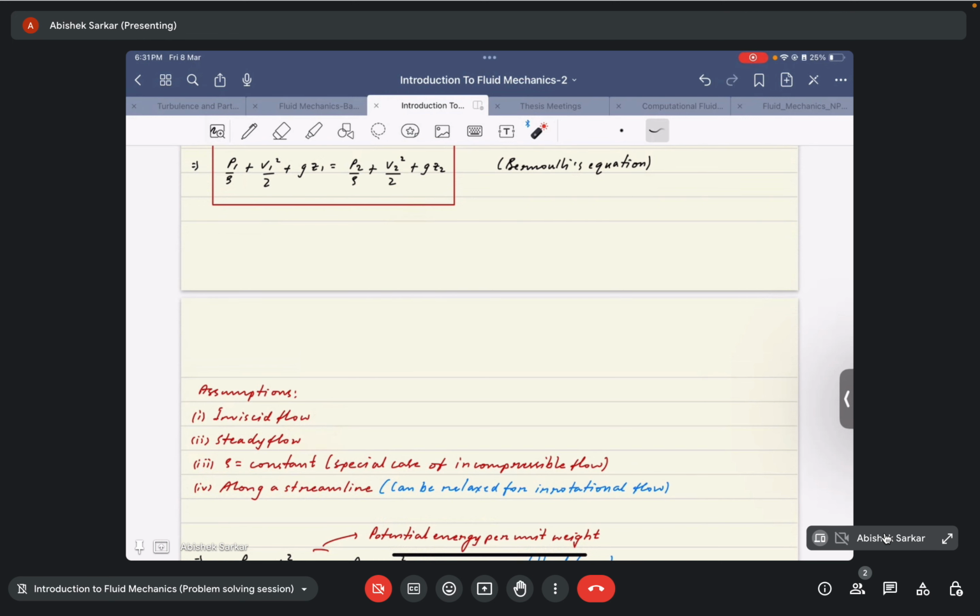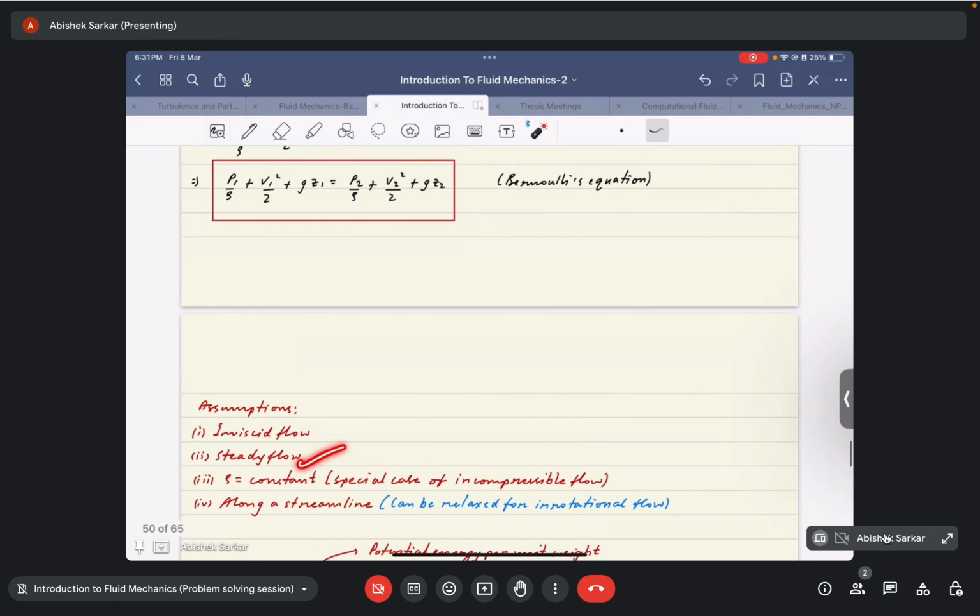It can be applied for unsteady flows, and it has a certain form for it, which we'll eventually discuss. But for this form of the equation, the flow has to be steady. Then one more assumption is that the density has to remain constant, which is again a special case for incompressible flow. So if it is given that the flow is incompressible, we blindly cannot say that Bernoulli's equation is applicable. We need to check whether the density is constant as well, right? Then only we can apply Bernoulli's equation.